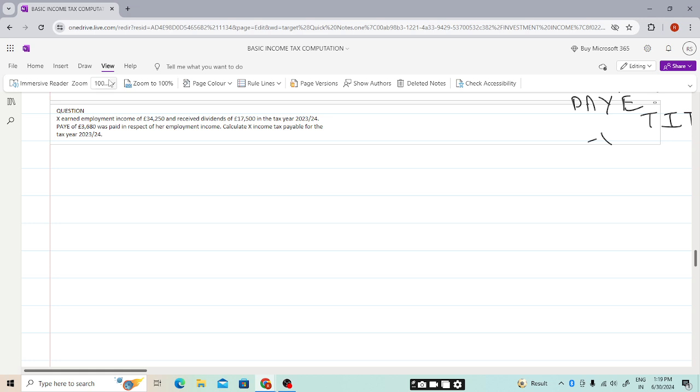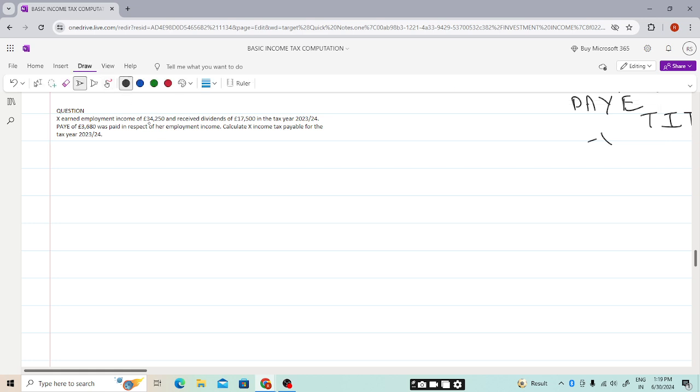X earned employment income of 34,250 and received dividend income of 17,500 in the tax year 23-24, and PAYE of 3,680 was paid in respect of her employment income. Calculate X's income tax payable for the tax year 23-24.